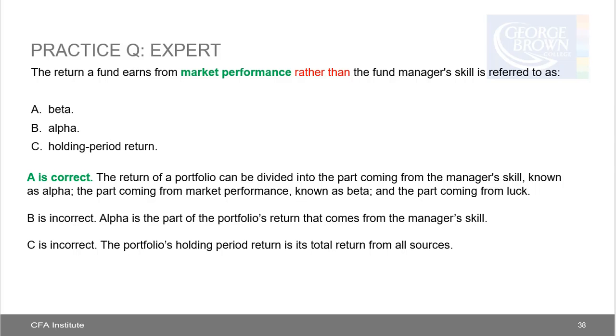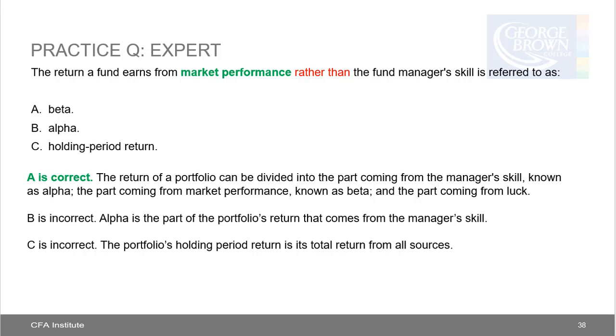A is correct. The return of a portfolio can be divided into the part coming from the manager's skill, known as alpha, the part coming from market performance, known as beta, and the part coming from luck. So you can see the return the fund earns from market performance rather than skill or luck, that's the beta, okay? Alpha is the part of the portfolio return that comes from skill, and holding period return, well, we saw that before. The holding period return is just the total return from all sources, ending minus beginning plus income divided by the beginning.